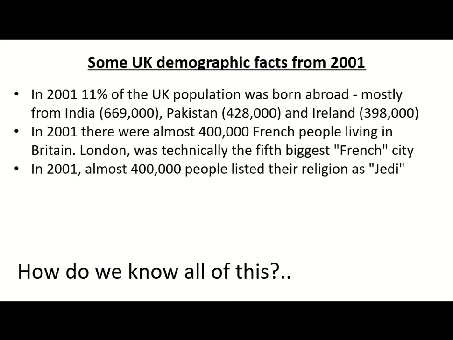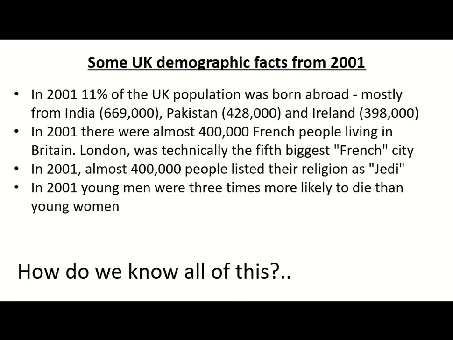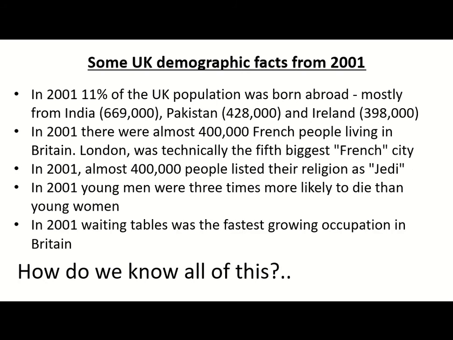Almost 400,000 people listed their religion as Jedi in 2001, the plonkers. Young men were 3 times more likely to die than young women in 2001. And waiting tables, so being a waiter or a waitress, was the fastest growing occupation in Britain in 2001.